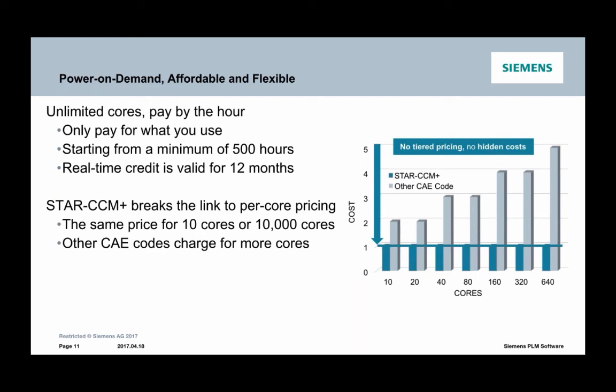And as you can see here from the chart on the right, it's the same price. So if you run on 10 cores, 10,000 cores, it really doesn't matter. What we're charging you for is just the time to run STAR-CCM Plus. And that's not true for other CAE codes, which charge you for more cores. Siemens PLM does not. So hopefully that's a good overview of our Power on Demand licensing, Fanny.